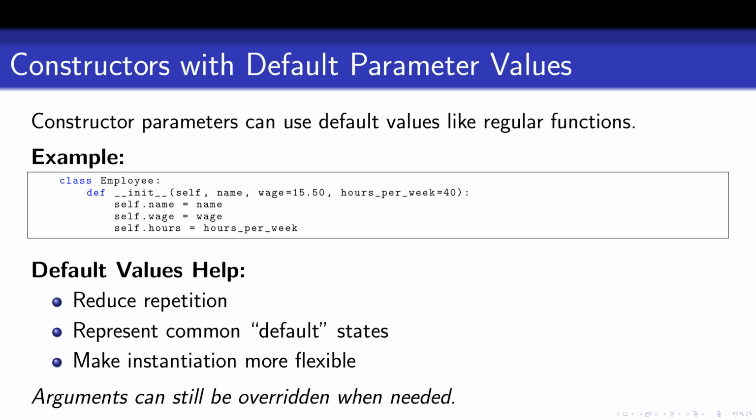Python allows you to define default values for constructor parameters, just like you would for regular functions. This makes your classes more flexible and easier to use. For example, in an employee class, you might set the default wage to 15.50 and hours per week to 40. This means the user only has to provide a name when creating an instance, and the other values will default unless explicitly overridden. Using default values reduces repetition, allows for more concise instantiations, and is a great way to handle common or typical cases while still leaving room for customization.